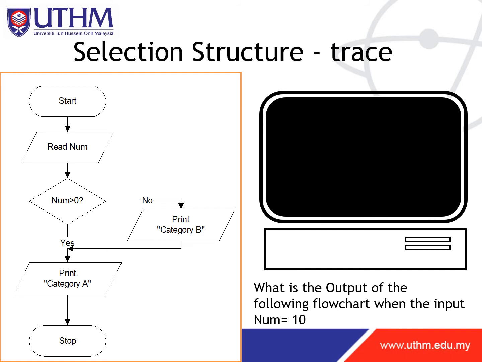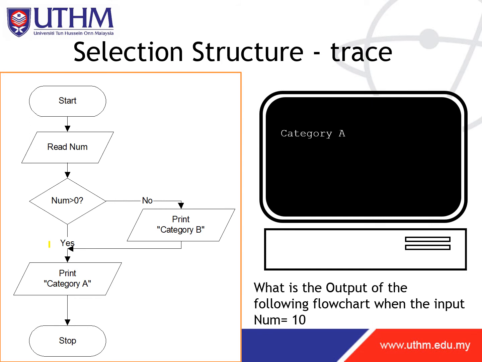For the flowchart of the selection structure, this is how you can trace it. You read the number. The number is equal to 10. Is it greater than 0? It is greater than 0, so yes, and you go to this statement. So print category A.